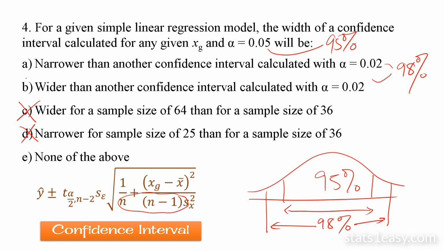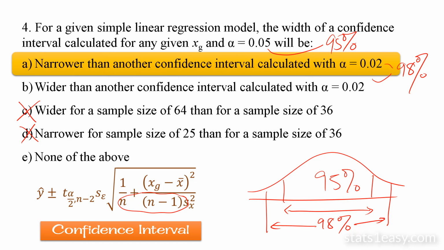So the answer to that question is A. It will be wider for 98%, which means it will be narrower for 95%. So it will be narrower when alpha is 0.05 than when alpha is 0.02.